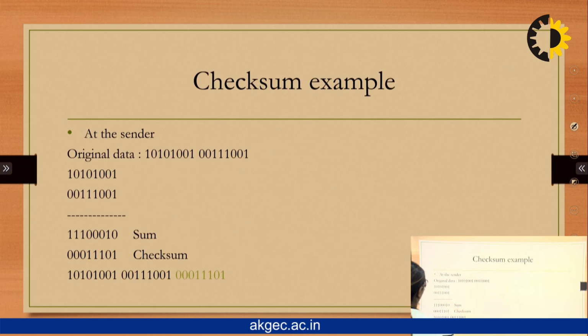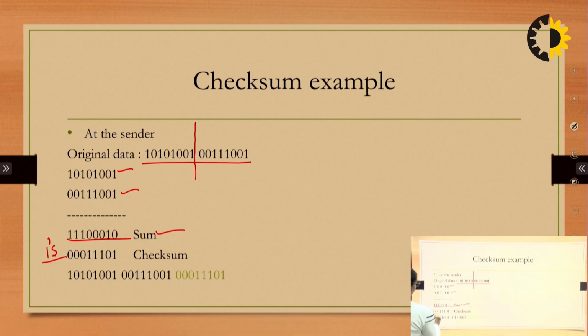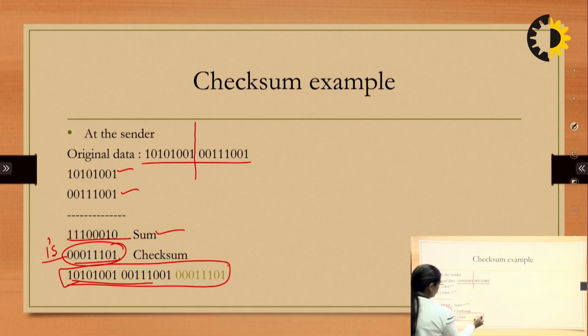Now let us suppose the original data is this one and it is divided into 2 blocks, right? And we will add these blocks, we will generate the sum, right? And then we will take the 1's complement here, we will reverse the bits, and this is our checksum, and we will send all this data to the receiver. This is the data bits and this is the checksum which we have calculated from here. This is sent there.